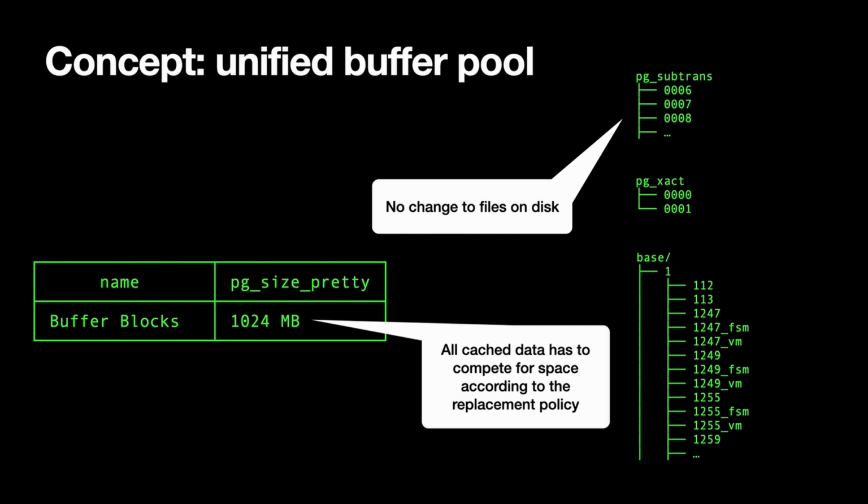The concept I'm exploring here is getting rid of those 7 special SLRU caches and just putting that data into the main buffer pool. So the files would be exactly the same on disk. It's just that the data that lives in those caches would have to compete with relation data using the normal rules of the buffer replacement policy, so that hopefully the most valuable data would be there.